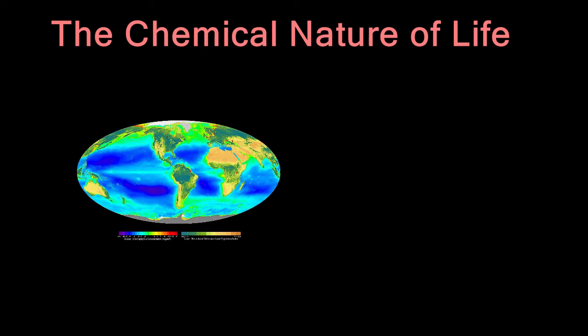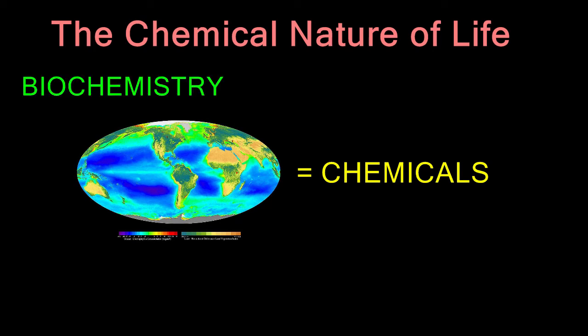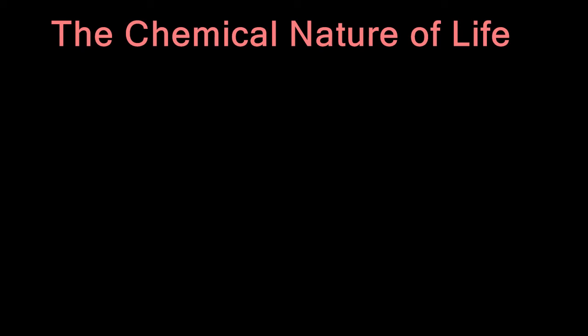All substances on the planet, whether they're living or non-living, are made up of chemicals. Chemistry is the study of what matter is made up of. Biochemistry, which has that prefix bio, meaning life, is the study of those chemicals that make up living matter. A pure chemical is called an element.